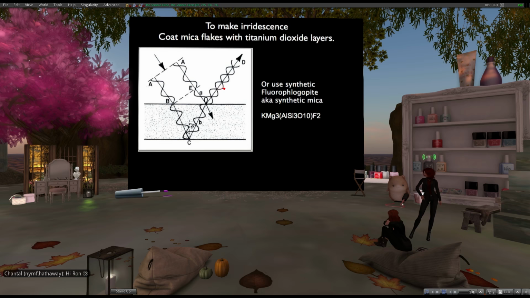So to make this, what they do is they take mica flakes and they coat them with thin layers of titanium dioxide. But lately, even though mica is dirt cheap, it's kind of yellowish sometimes. So they are now using synthetic mica, fluorophlogopite. So take a look at this wonderful chemistry here of the synthetic mica, which they coat with titanium dioxide to make these wonderful effects.